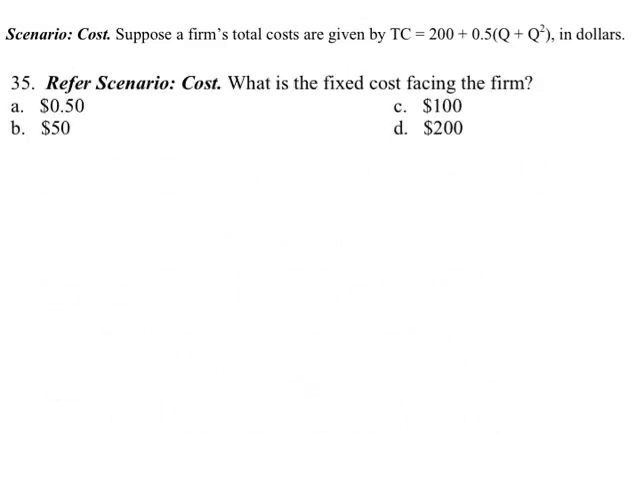Here the question is, what is the fixed cost facing the firm? The fixed cost is the cost that doesn't depend on the quantity produced, so you just need to look at the equation. This is our fixed cost because it doesn't depend on Q, and this is our variable cost. So the answer is D.